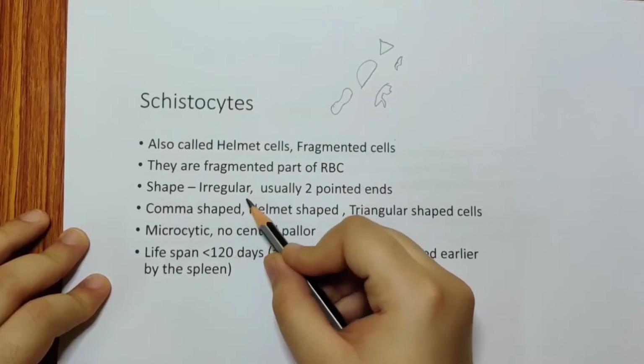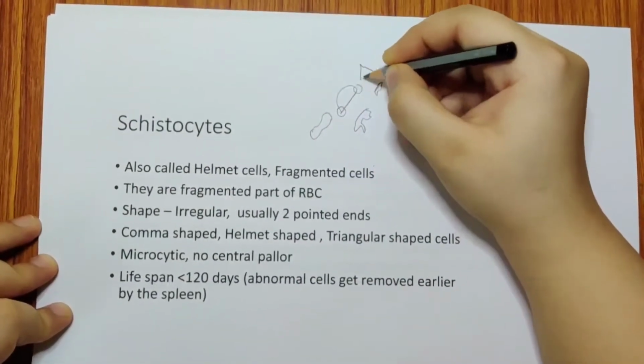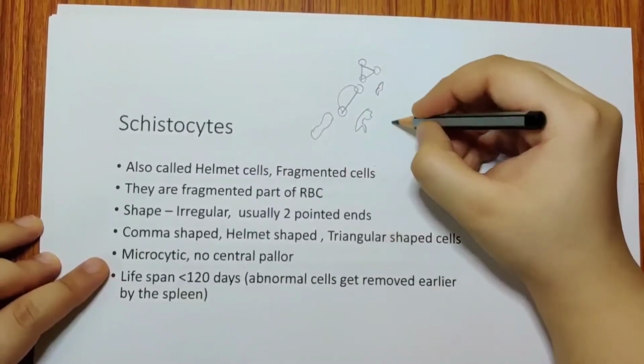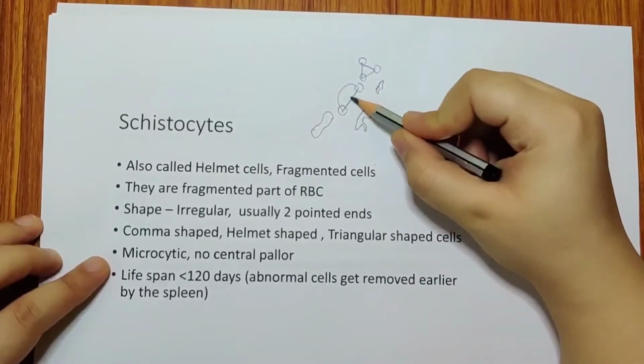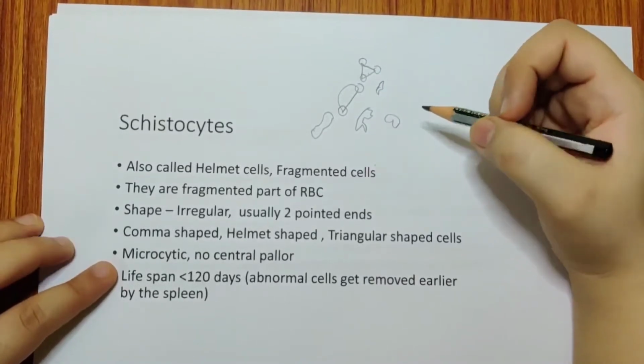What are the shapes we can see? They are usually irregular and have two pointed ends. These are your pointed ends. We'll have two or more than two pointed ends. So these can be comma shaped, or helmet shaped, or triangle shaped.